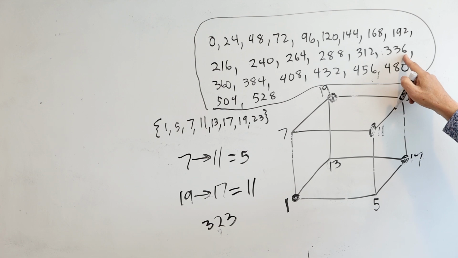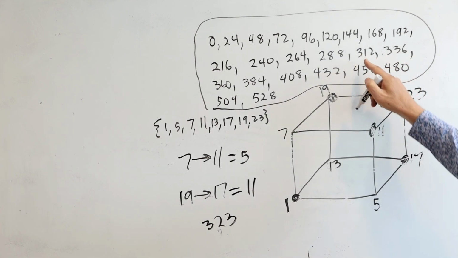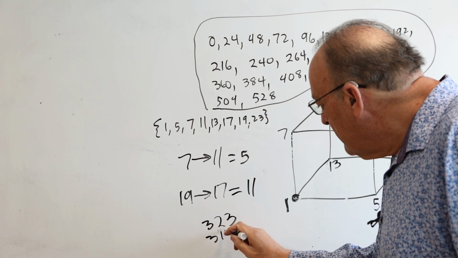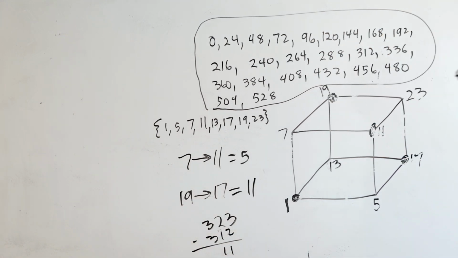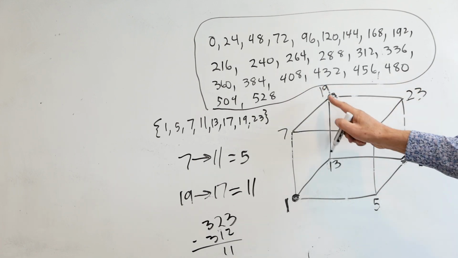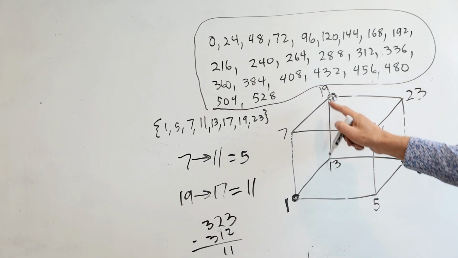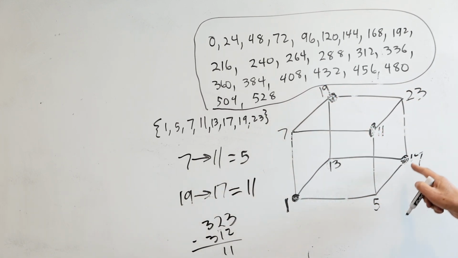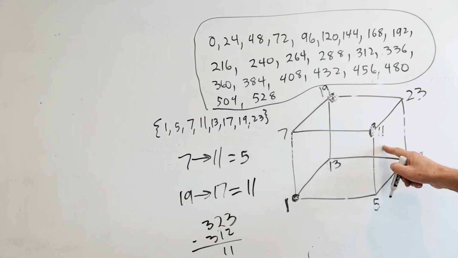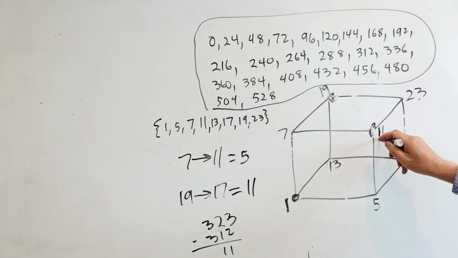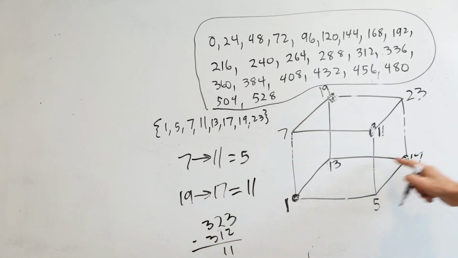So 323, take away 312 is 11. So is that what I said? I said 19 and 17. That's part of this crisscross. And I said you would go to 11. Okay? So it's this crisscross, or this inscribed tetrahedron.